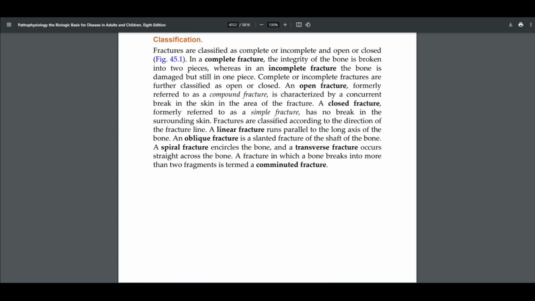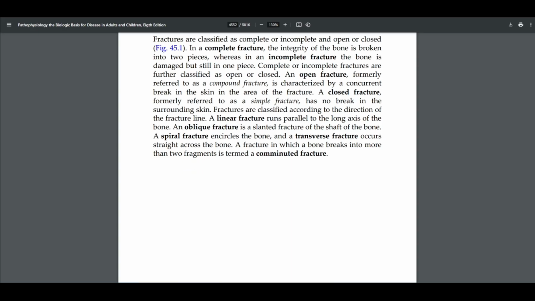Fractures are classified according to the direction of the fracture line. A linear fracture runs parallel to the long axis of the bone. An oblique fracture is a slanted fracture of the shaft of the bone. A spiral fracture encircles the bone, and a transverse fracture occurs straight across the bone. A fracture in which a bone breaks into more than two fragments is termed a comminuted fracture.